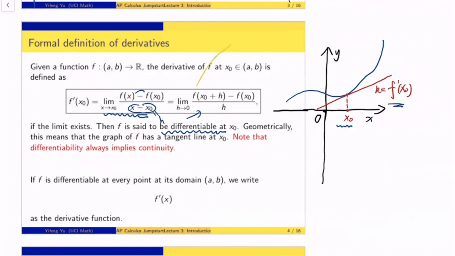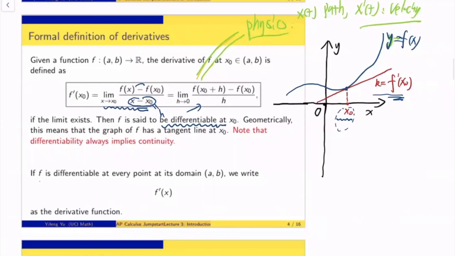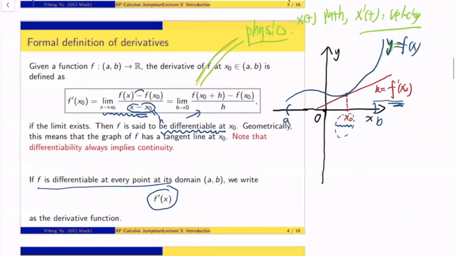In physics, the derivative means the velocity. If x of t means the path, then if you take the derivative, this means the velocity. In geometry, if I have the graph of y equals f(x), then given a point, the derivative means the slope of the tangent line at this point. So these are the geometric and the physical meaning of the derivative. Now, if the function f is differentiable at every point wherever it's defined, we write this as the derivative function.